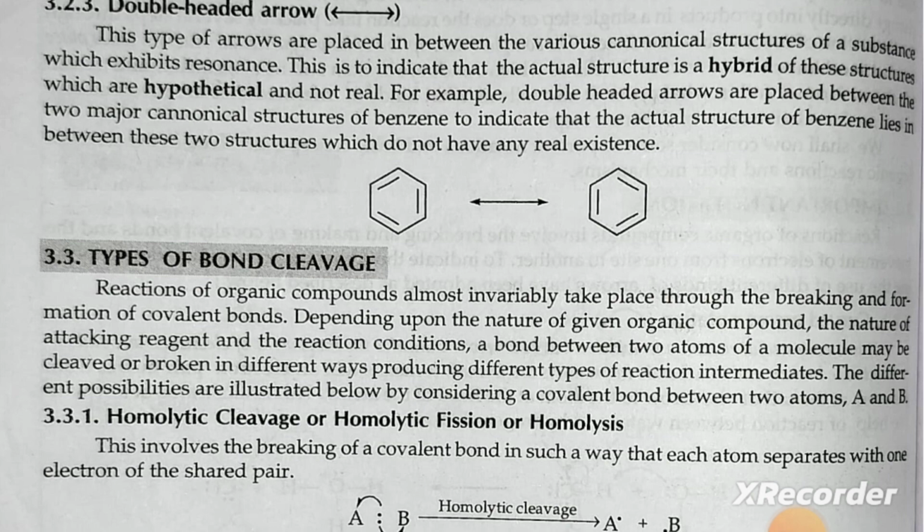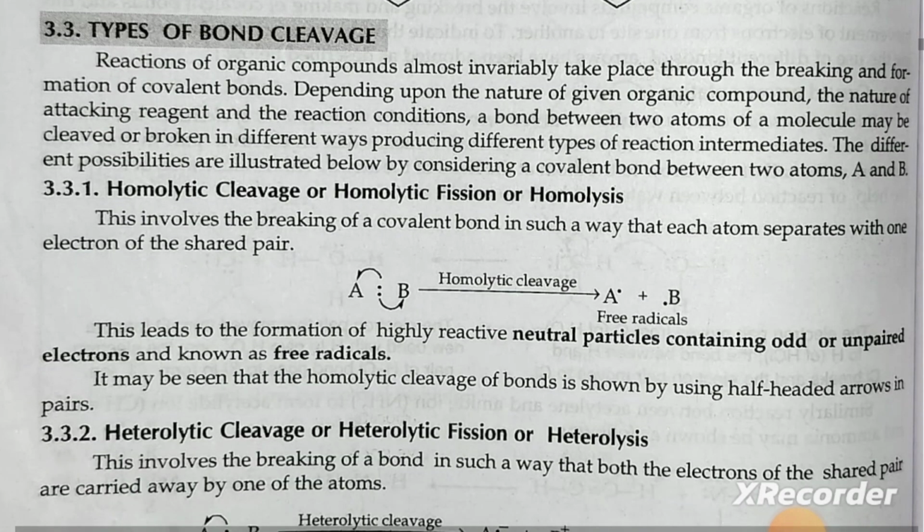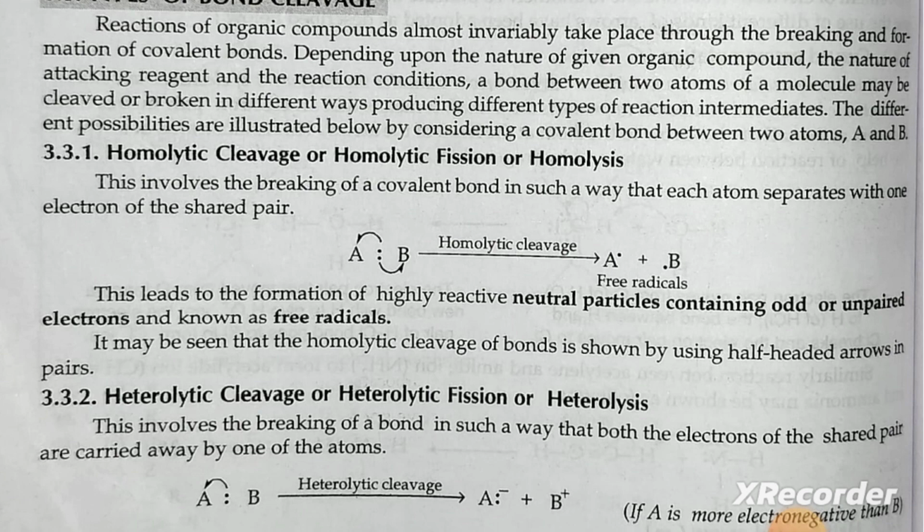First, homolytic cleavage or homolytic fission or homolysis. This involves the breaking of a covalent bond in such a way that each atom separates with one electron of the shared pair. This leads to the formation of highly reactive neutral particles containing an odd or unpaired electron, known as free radicals. It may be seen that the homolytic cleavage of a bond is shown by using half-headed arrows in pairs.